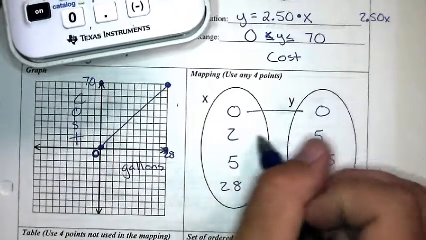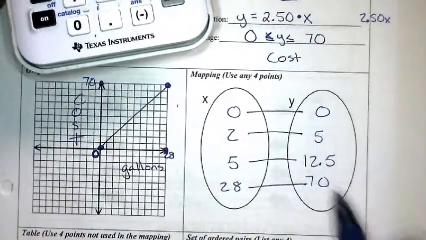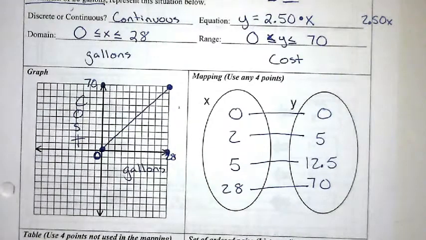Now, what makes it a map are my lines. Yay, math.